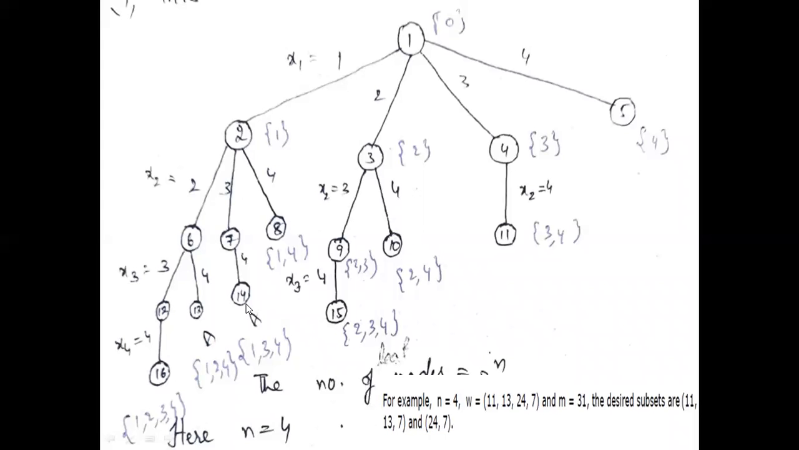Finally, you find the answer node in our problem. There are two answer nodes. First, second, fourth, which is the 13th node, is one answer node, because 11 plus 13 plus 7 is 31. And the 11th node is the other answer node, 24 plus 7, 31. You search for the answer node in the solution space tree by using backtracking.